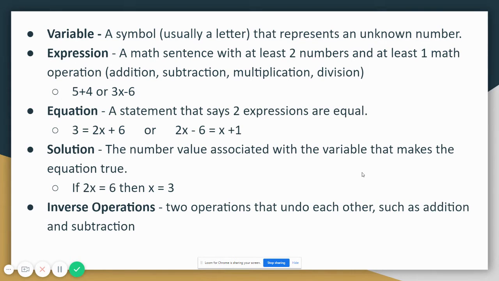All right, expression. Expression is a math sentence, basically. There's a couple examples you can see there on the screen, like 5 plus 4 or 3x minus 6. Those are some examples. But there's at least two numbers and at least one math operation, such as addition, subtraction, multiplication, or division.